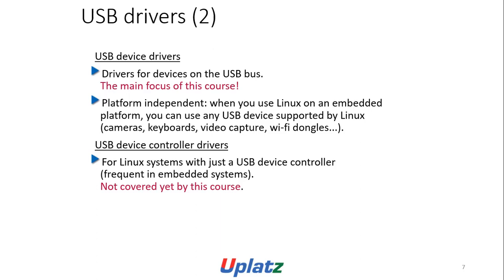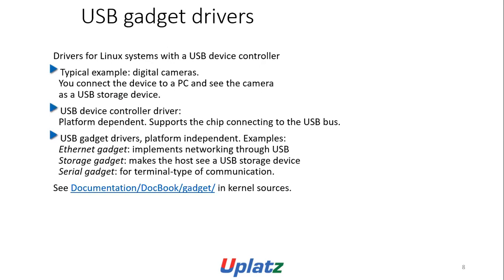When you use Linux on an embedded platform, you can use any USB device supported by Linux: cameras, keyboards, video capture, Wi-Fi dongles. USB device controllers for Linux systems are just USB device controllers in embedded systems. USB gadget drivers are for Linux systems with the USB device controller. A typical example is a digital camera: you connect the device to a PC and see the camera as a USB storage device. The USB device controller driver is platform dependent and supports the chip connecting to the USB bus. USB gadget drivers are platform independent.